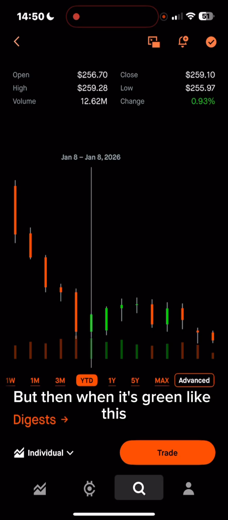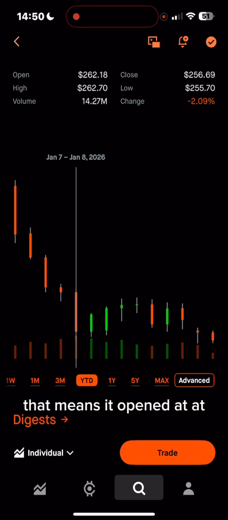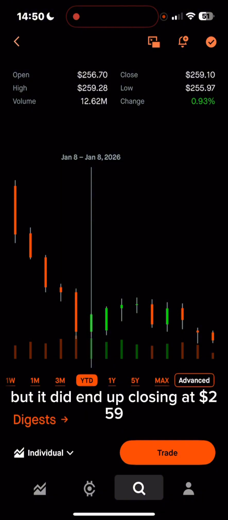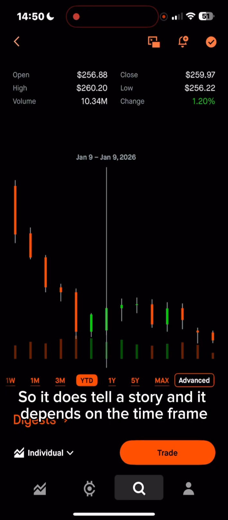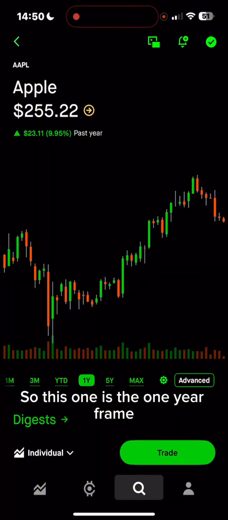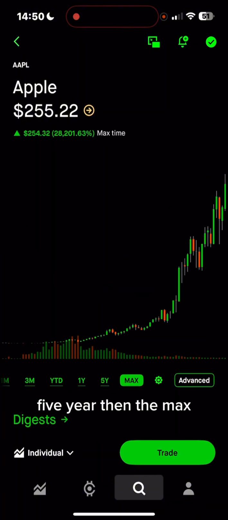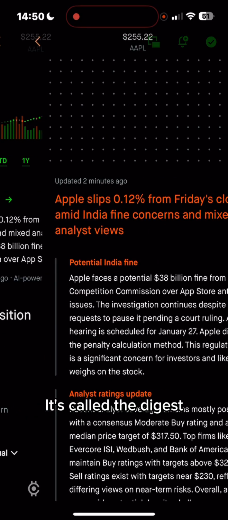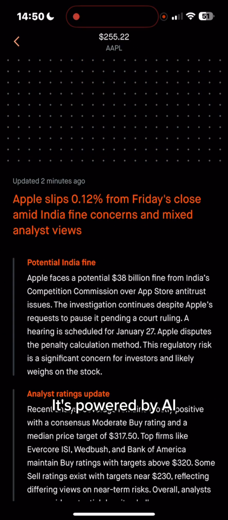But when it's green like this, that means it opened at 256, and it went as high as 259, and it did end up closing at 259. So it does tell a story, and it depends on the time frame. This one is the 1 year frame, 5 year, then the max. On Robinhood, this is a new feature that they added. It's called the digest, and it's powered by AI.